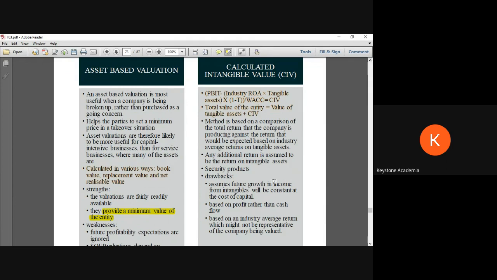How CIV is calculated and everything is not important for us.